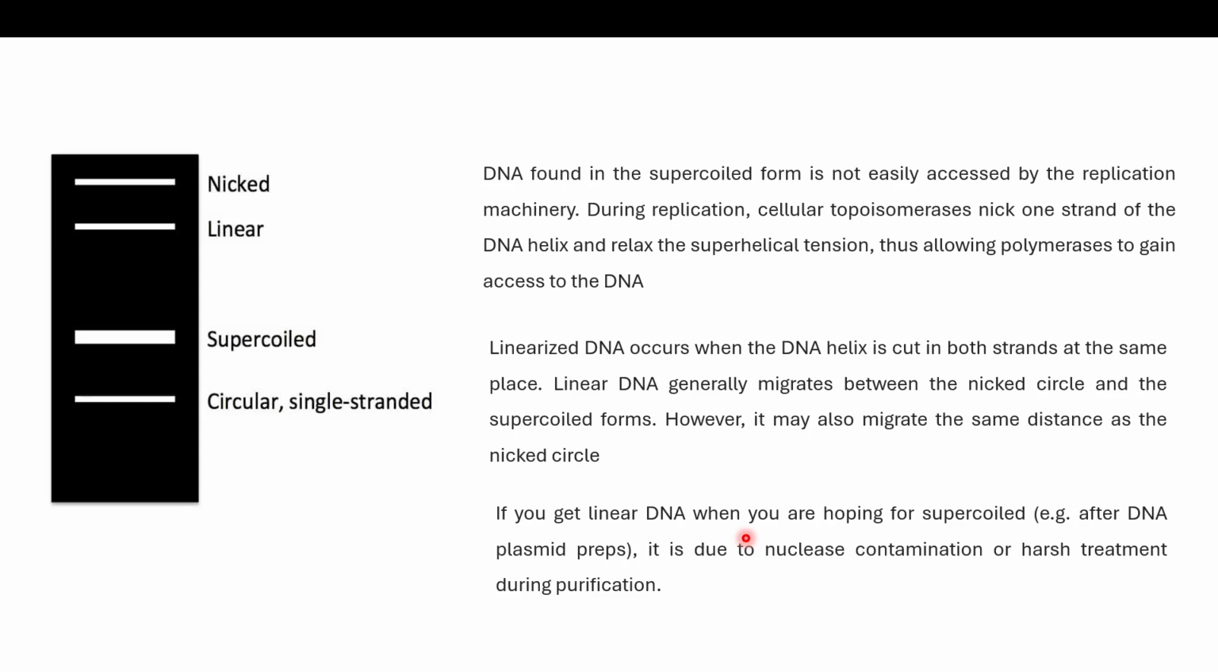Now, if you get linear DNA when you're hoping for supercoiled, for example, after DNA plasmid preps, it might be due to nuclease contamination or harsh treatment during purification, which means eventually that your DNA strand has been fragmented badly. Nicked means only on one strand. If there's a higher amount of linear strand present, that means there might be nuclease contamination. Nucleases basically digest nucleotide sequences, right?